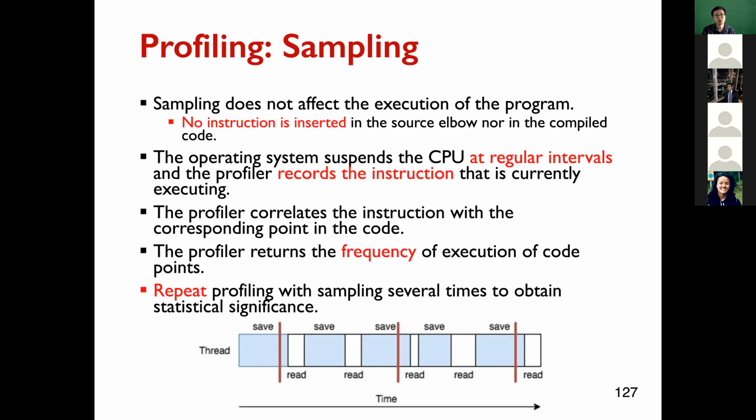The profiler will return the frequency of execution of the code points, as we mentioned. We should repeat our profiling several times to obtain statistical significance. Why? Because we're doing sampling. Sampling means you don't measure everything, you sample it. It's the same as sampling a certain population from a larger population. We need to repeat it multiple times because you may miss things when you are sampling a smaller population, right?